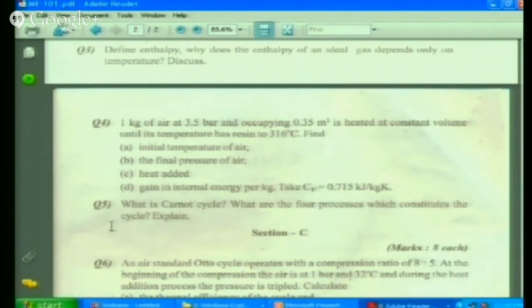Then next question you see, what is Carnot cycle? Again, this is wrong. Define or explain. Then, what are the 4 processes which constitute the cycle? What is written next? Explain. Then why not write directly: explain the 4 processes which constitute the cycle. Simple and direct question. Now see, this question again consists of 2 parts. So how many marks are to be given to each part? That is not indicated. Go to section C.